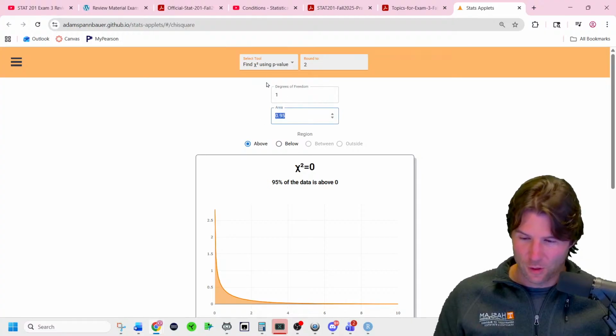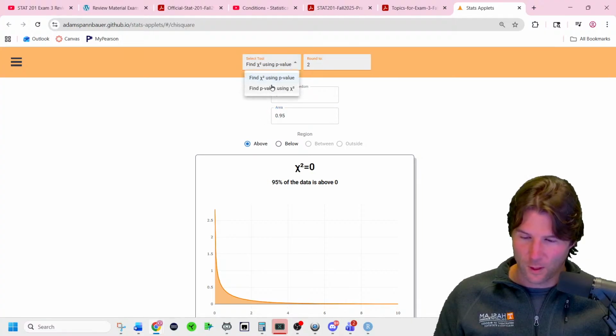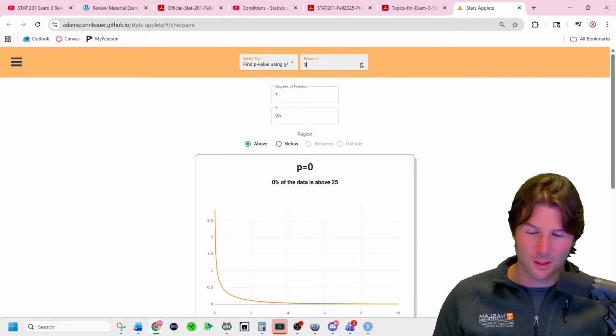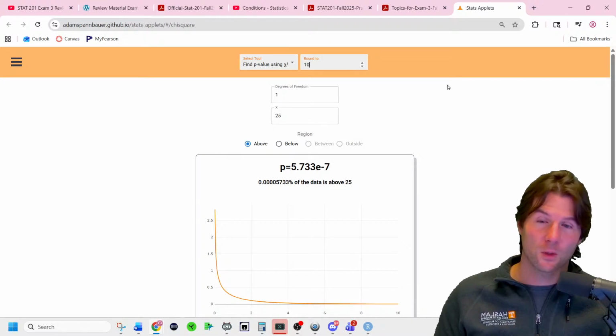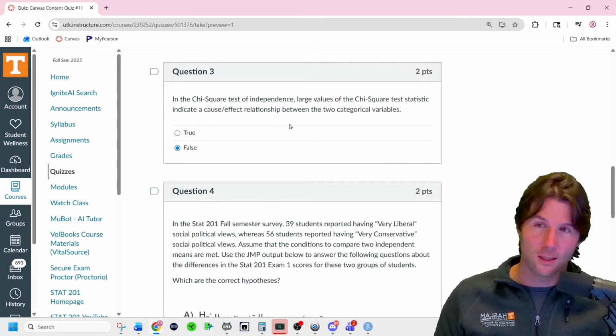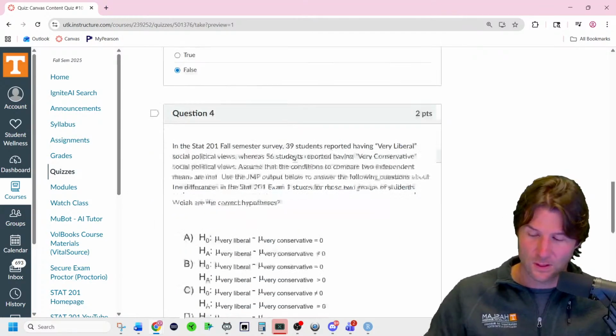But it should be find the p-value, and we had a chi-squared test statistic of 25, and the p-value is basically 0. So a large chi-squared value would indicate strong evidence of an association. It does not indicate a cause and effect. We don't do that in statistics.